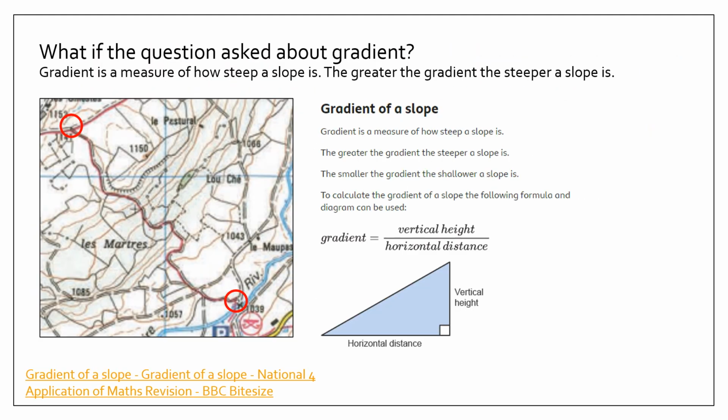So how do you work out the gradient of a slope? Now, remember, the gradient is a measure of how steep a slope is. The greater the gradient, the steeper the slope. So this little formula here is very useful. The gradient equals the vertical height divided by the horizontal distance. Remember, the vertical height is the difference between the highest and lowest points, and the horizontal distance, in other words, is the straight line between these 2 points.